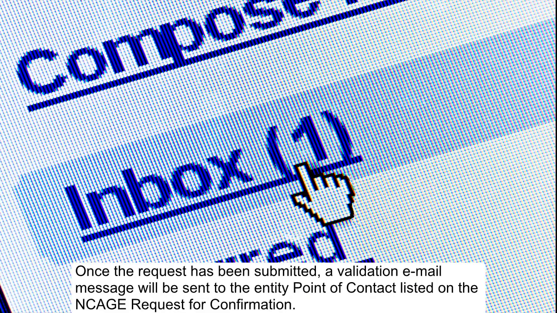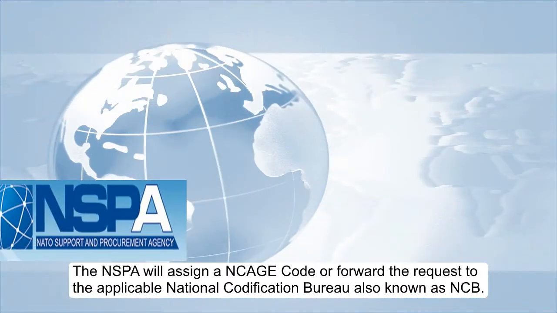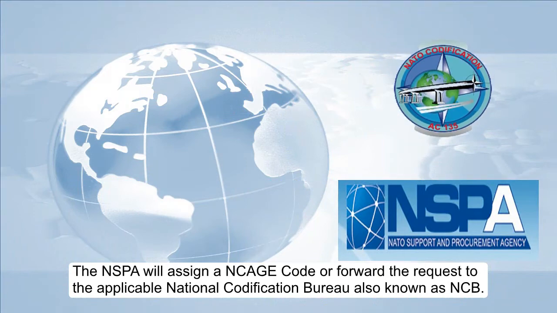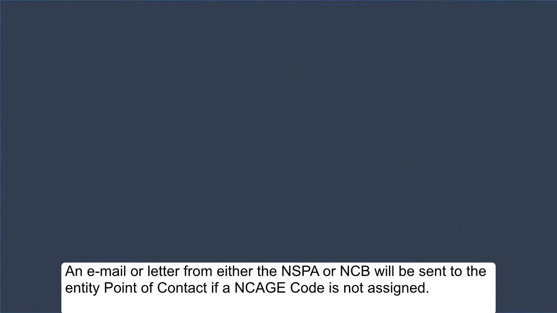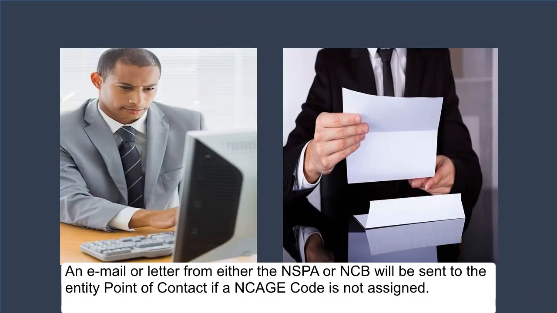Once the request has been submitted, a validation email message will be sent to the entity point of contact listed on the NCAGE request for confirmation. Once received, the entity point of contact will confirm the request by clicking on the embedded link in the email. The NSPA will assign a NCAGE code or forward the request to the applicable National Codification Bureau, also known as NCB. An email or letter from either the NSPA or NCB will be sent to the entity point of contact if an NCAGE code is not assigned.